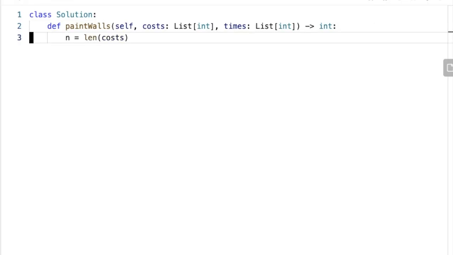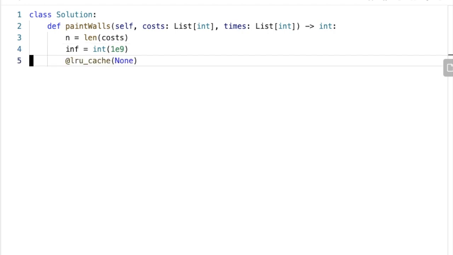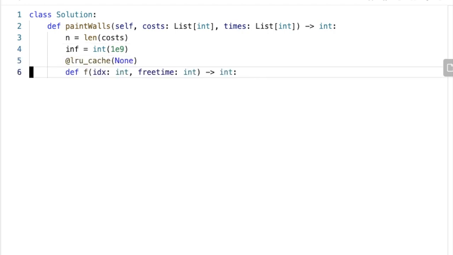Let's try to code this up. First, we're going to initialize the length of the cost as n, and then we're also going to initialize this number as infinity, which we'll use later. Then we're going to do the recursion, and we're going to add line 5 here to make sure that we are not repeatedly calculating the same index or free time over and over again. Essentially, this will make a huge improvement, bringing the time complexity from exponential to O(n²) only.